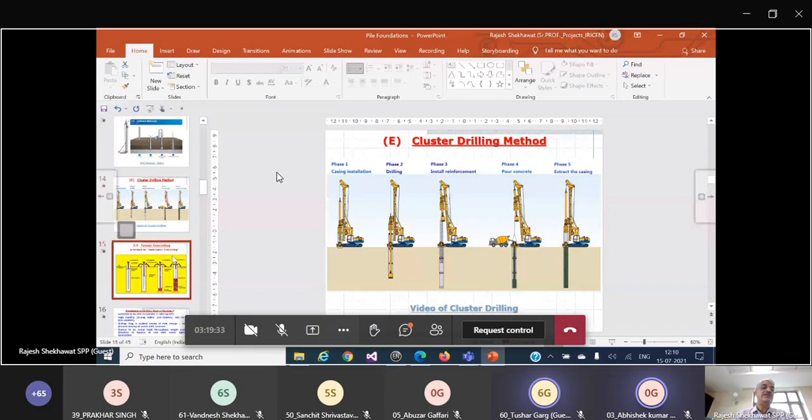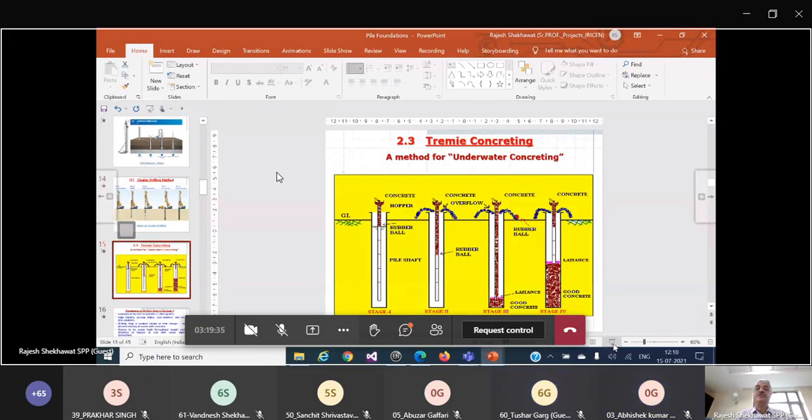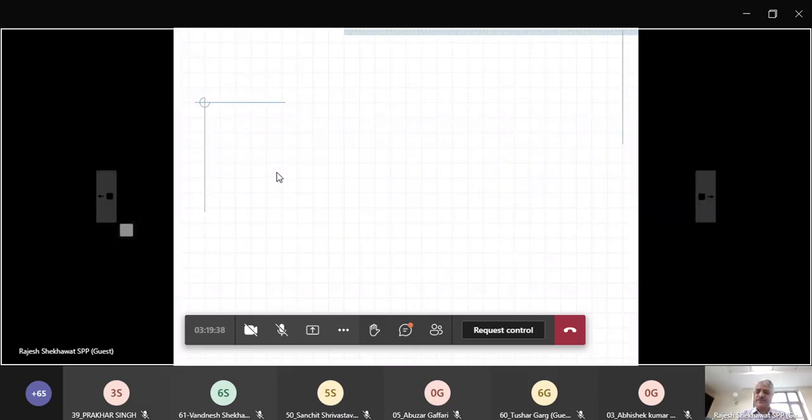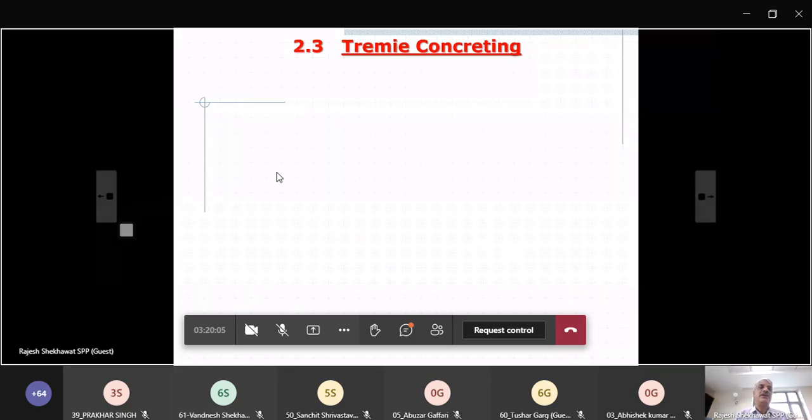So this was all about the process of boring and sequences and all. Another important thing which I told you is underwater concreting. In most of the locations, especially in coastal areas, except maybe some dry areas like Rajasthan or some parts of Gujarat, if you go to deserts, you will find your pile end or pile tip or founding depth is below the water table. And once you have made the bore up to there, you have to do concreting underwater, in the water.